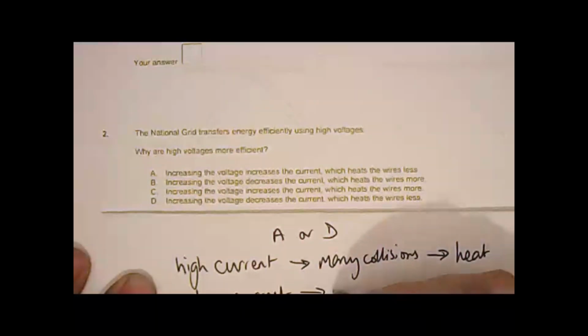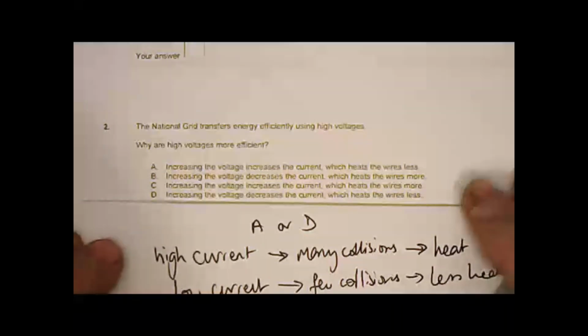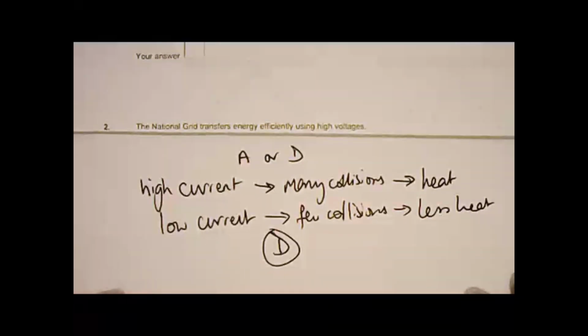Okay, so we've got few collisions within the conductor, and that means we're going to have less heat in the wires. Okay, so we had A or D before. We want to heat the wires less by decreasing the current, so D is going to be my answer.